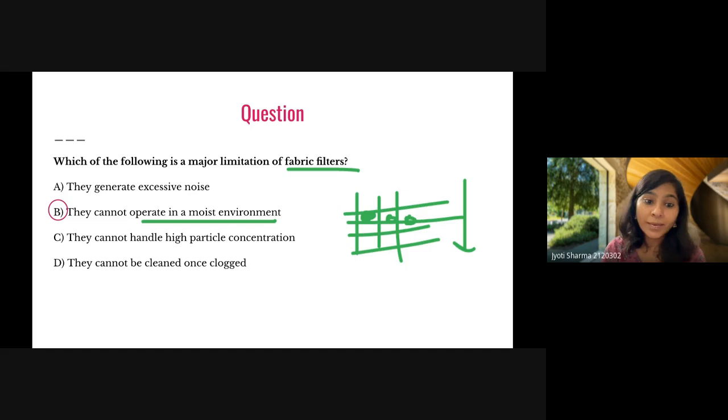But we can clean these once they are clogged. The thing is, whenever we have a moist environment, within 5 minutes or 10 minutes the fabric filter will be clogged. Then the repetitive cleaning will be very difficult for us. No doubt we can clean, but here the cleaning procedure will be very lengthy. So that's how we can't operate in the moist environment.